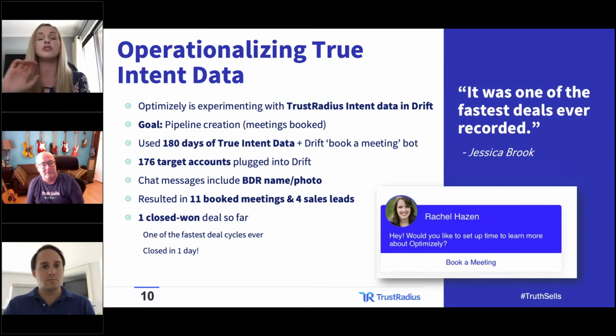This data is gold. This is amazing. This is exactly what I was looking for. Now I know which accounts I should focus this end of the year campaign towards. And this is where I brought in Drift.